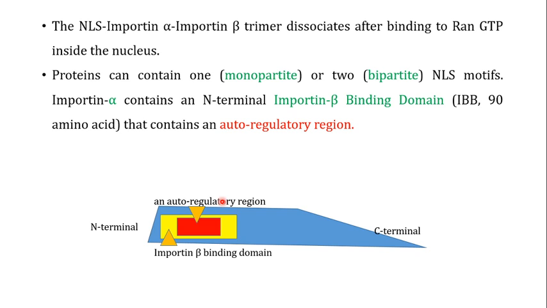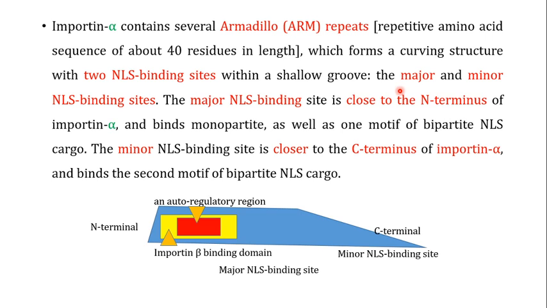Now, the proteins that are transported from the cytoplasm into the nucleus of the cell may contain a monopartite or a bipartite NLS motif. What I mean by that is there can be certain proteins which have one NLS, one nuclear localization signal, and there may be proteins which have two nuclear localization signals. So if they have one nuclear localization signal, they are known as monopartite, and if they have two NLS, or two nuclear localization signals, they are known as bipartite.